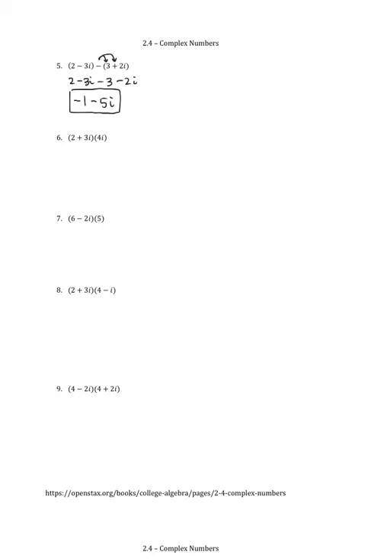All right, number 6. This is a product. So we're multiplying 4i times 2 plus 3i. This is just the distribution property. So 2 times 4i is going to be 8i.